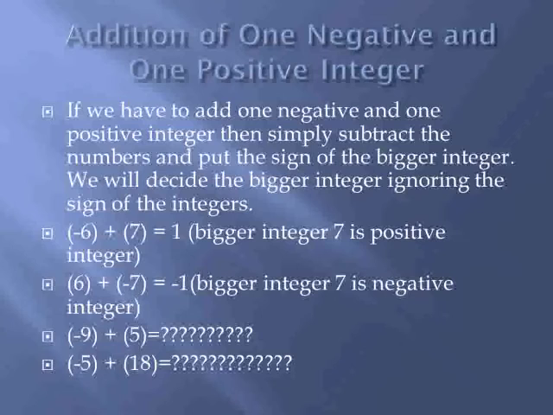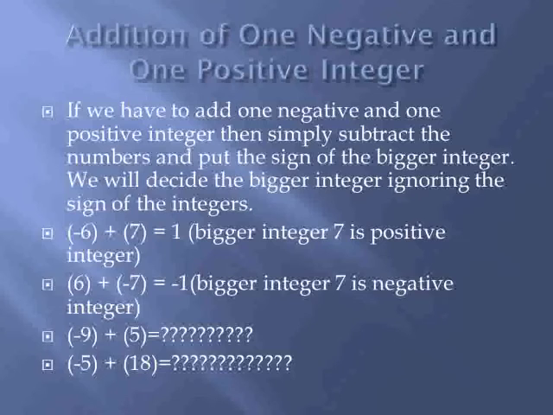Now the second step, see which integer is bigger, 6 or 7. 7 is the bigger one. Now the third step is to see which sign that bigger integer has, either positive or negative. So 7 has a positive sign, so the answer is +1.